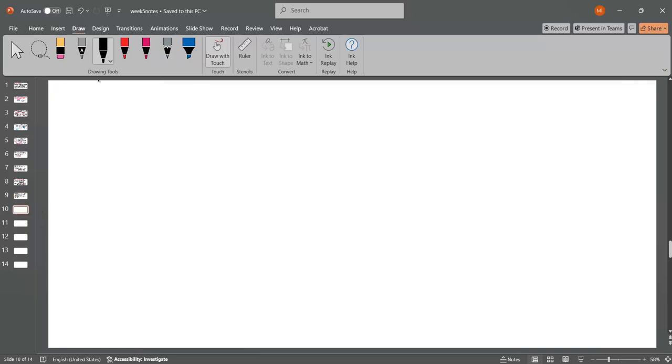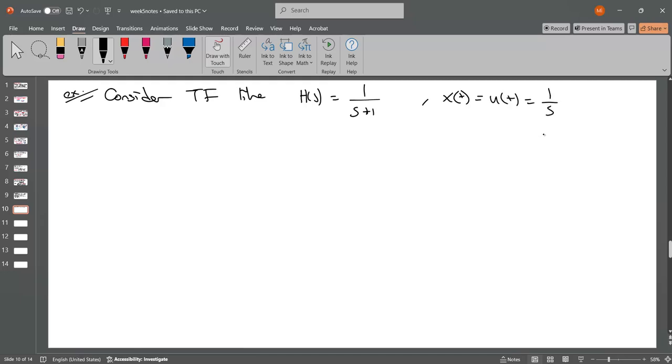For example, consider the transfer function like, guys. H(s) equals 1 divided by s plus 1. And also x(t) is an input signal u(t), which equals 1 divided by s. This is the unit step signal. Yani biz bir sinyali veriyoruz. Laplace transformundaki karşılığı da bu.